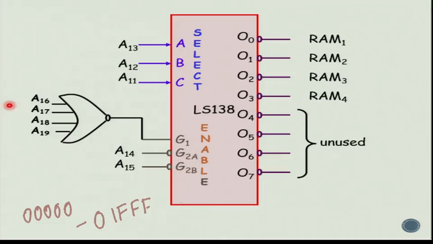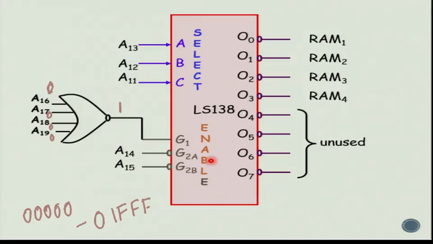Now coming to the G1 signal, again we know that A16 to A19 all are going to be 0 for our 4 RAM chips. The output of the NOR gate will be high only when all the inputs are low. So when A16 to A19 are all low, the output of the NOR gate is going to be high, so G1 will also be active. So anywhere in the address range starting from 000 to 01FFFF, this particular decoder will be enabled.